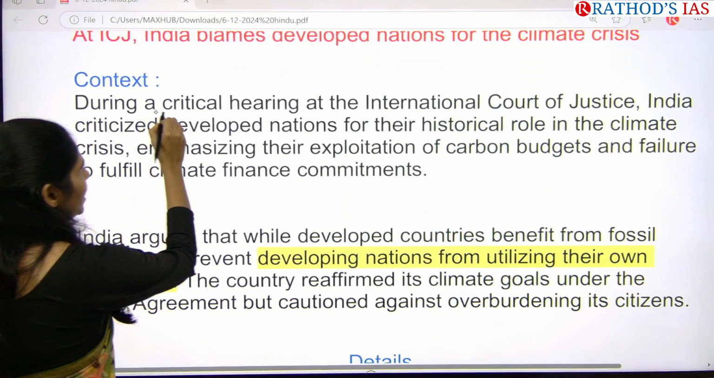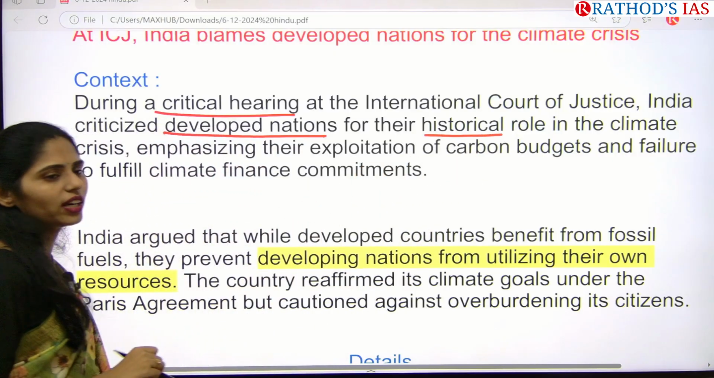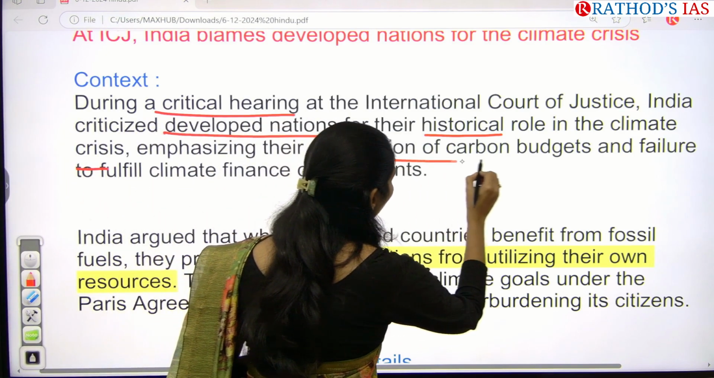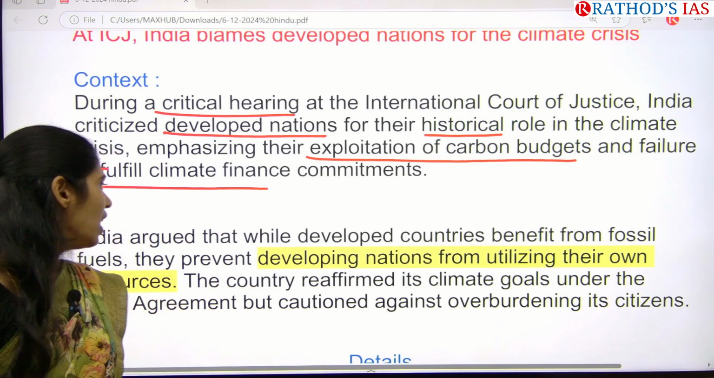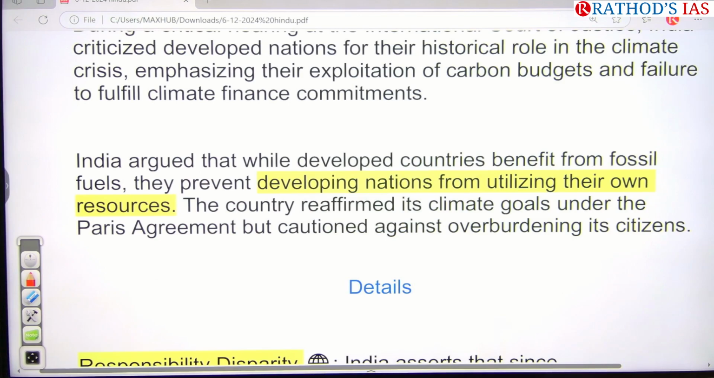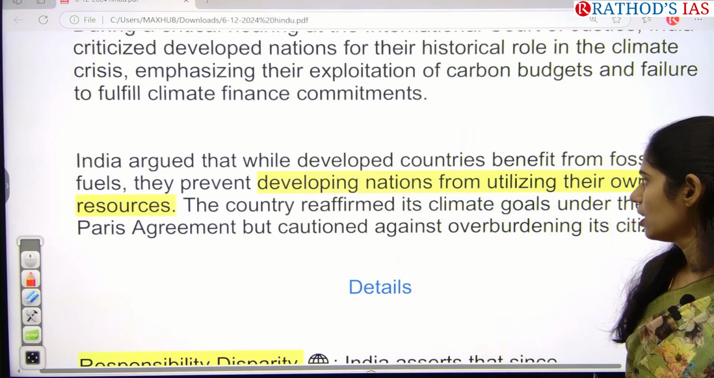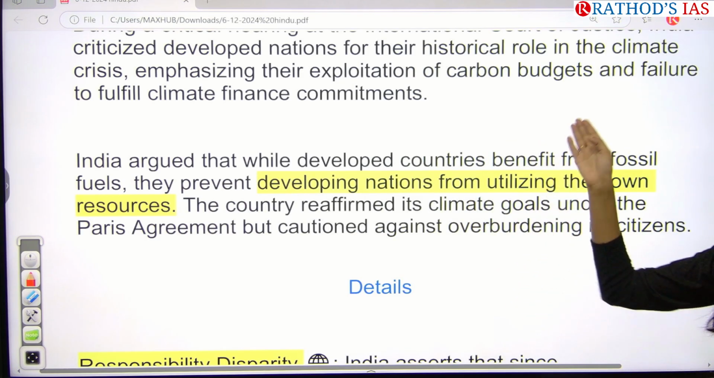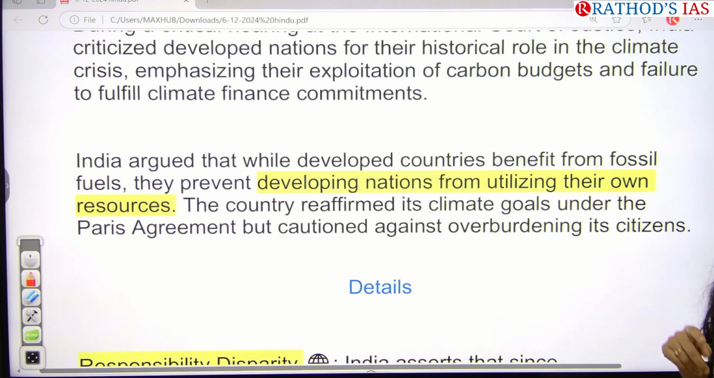During a critical hearing at the ICJ, that is the International Court of Justice, India criticized the developed nations for their historical role in the climate crisis. India emphasized that there is exploitation of the carbon budget, and that they failed to fulfill climate finance commitments. India also argued that these developed countries benefited from fossil fuels, and now they are keeping restrictions on developing countries not to release carbon dioxide emissions. So this is the thing which was mainly said. Developed countries already benefited from the use of fossil fuels, and now these restrictions are preventing developing nations from utilizing their own resources.